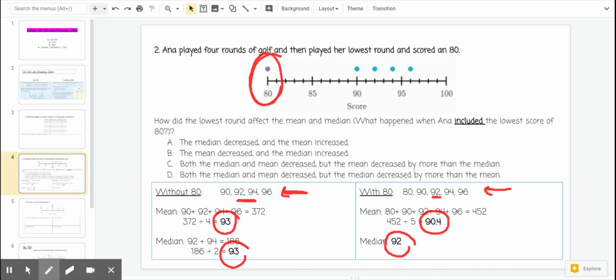Here I have to take my 92 and 94, add them together, and then divide by 2 to get that 93. Or figure out the number that's right in the middle of those two.